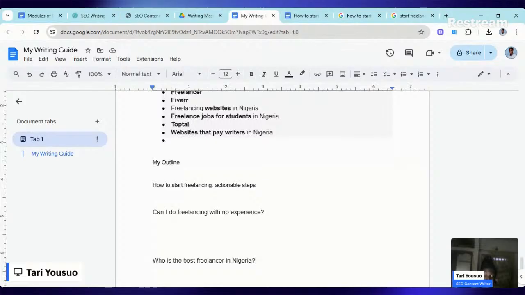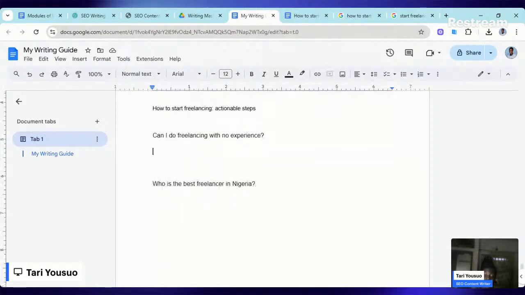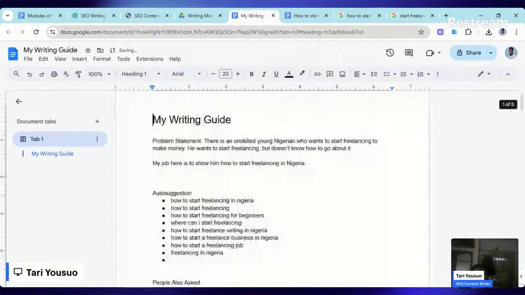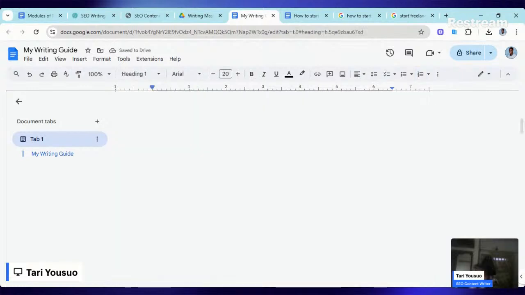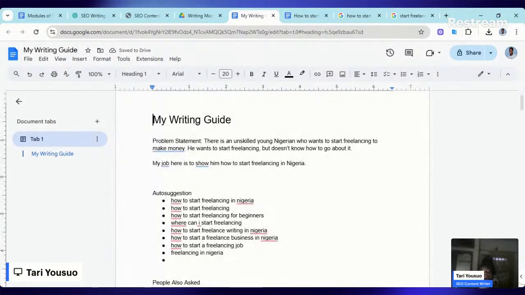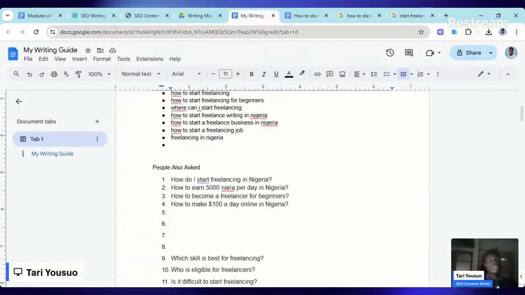So I would also copy it here. Now, you may be wondering, out of the hundreds of questions, how do you know to pick and to throw away?